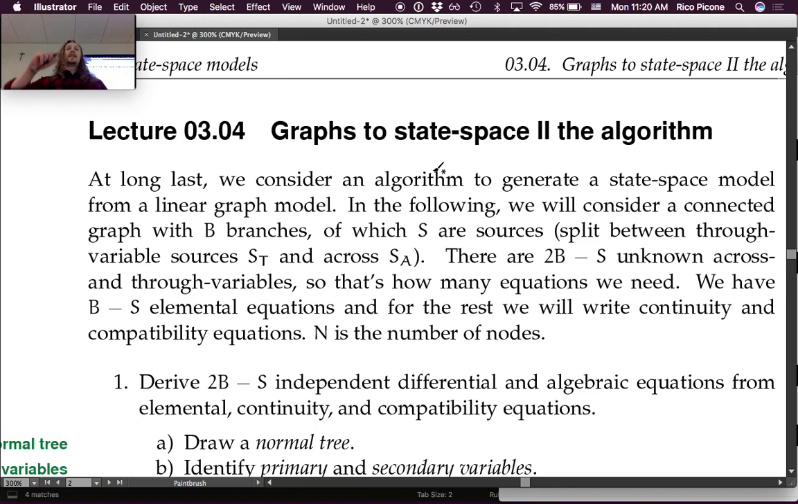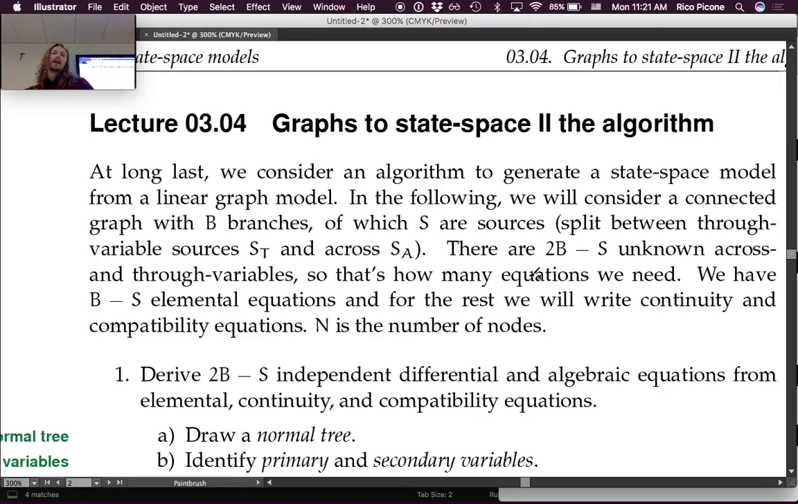Connected meaning that you can go from any one node to any other node on the graph by following its branches. With B branches, of which S are sources, just like before, split between through variable sources and across variable sources. There are two B minus S unknown across and through variables, just like before when we were discussing it. So that's how many equations we need. We have B minus S elemental equations, and for the rest we will write continuity and compatibility equations. N is the number of nodes.